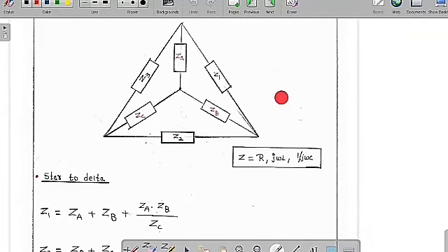So this is the way we convert from star to delta and delta to star. We do this in order to simplify the circuit. For a resistor replace Z by R, for an inductor replace Z with J omega L, and for a capacitor replace Z with minus J by omega C or 1 by J omega C.